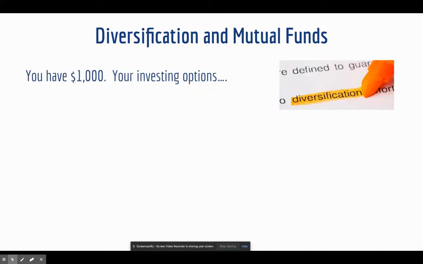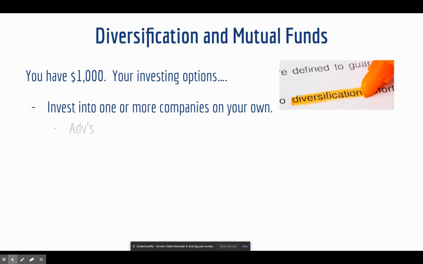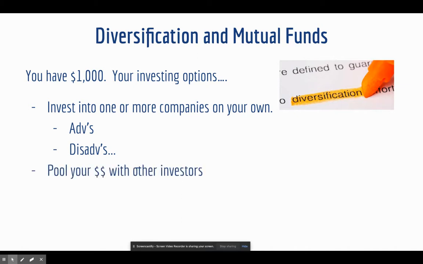So let's look at what happens when we invest. Let's say you have $1,000 in your investing options. You could invest into one or more companies on your own. You could do the research and figure out how many shares you can get in a particular company. Think about the advantages and disadvantages of that. You have to do the research yourself. However, you are in complete control of the decision, and any profits or any returns that are earned from that decision are completely on your own.